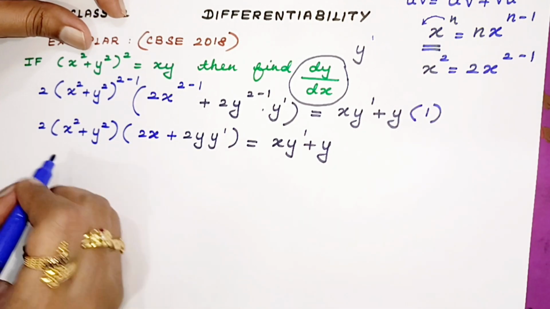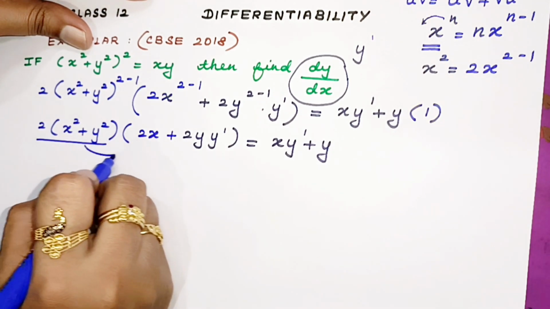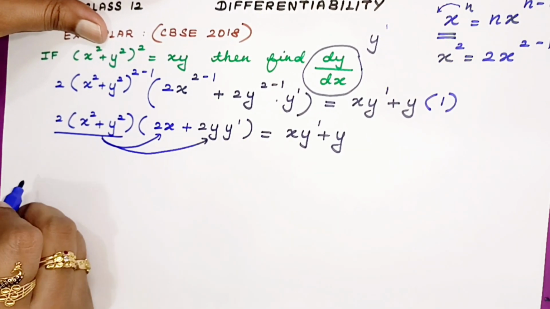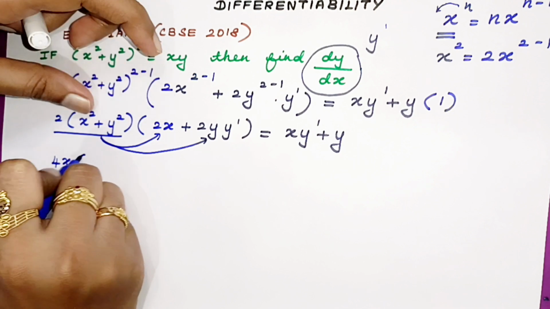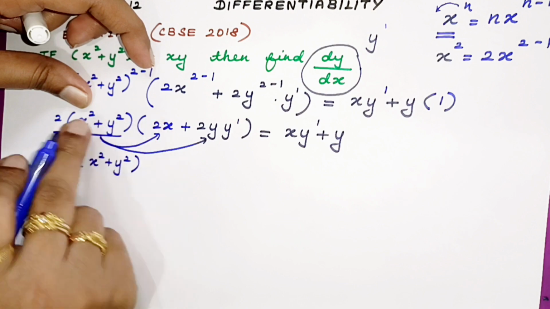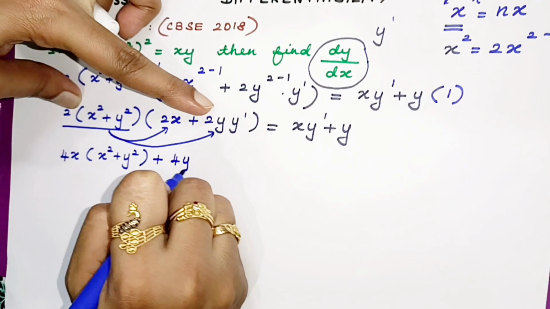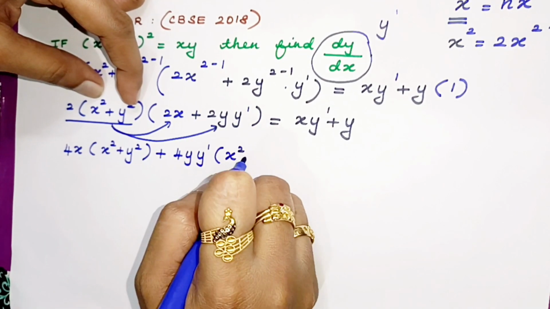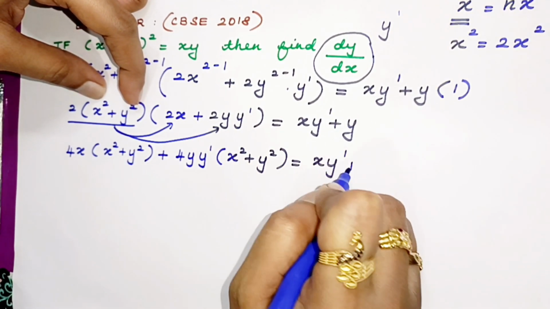Is that clear? Now we have to multiply this whole term with the first term and this whole term with the second term, right? So 2 2s are 4, x into (x square plus y square). First term we have multiplied, plus 2 2s are 4y y dash into (x square plus y square), that is equal to x y dash plus y.